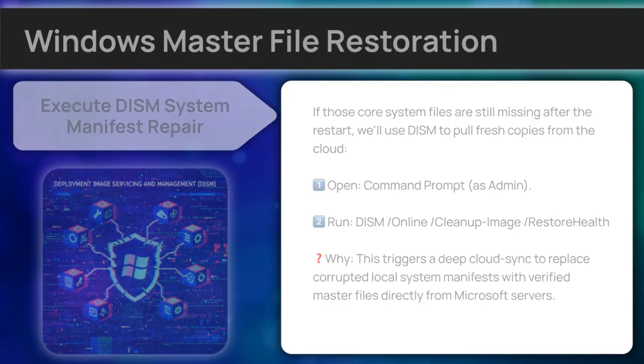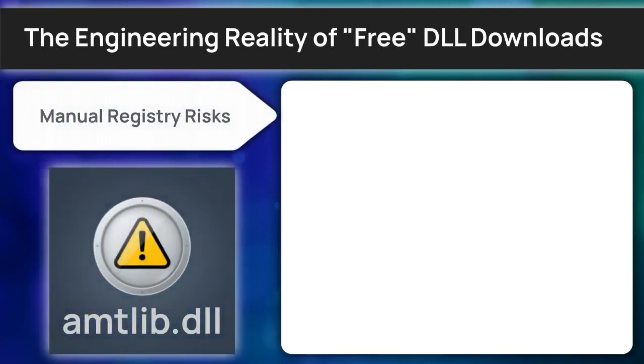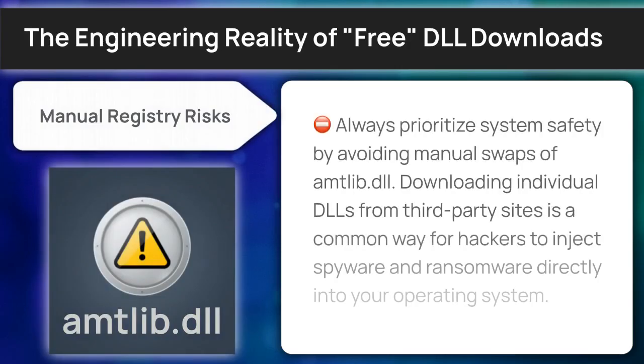To ensure long-term stability, we should review the safety risks associated with unverified file sources. Installing an unverified version of AMT Library DLL is one of the most common ways to accidentally bypass your system's built-in security firewall.